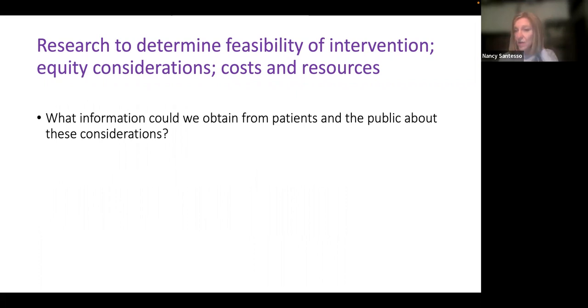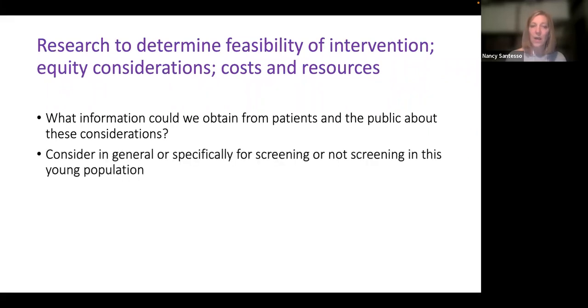From feasibility intervention type studies, for example. And I think, just given the time, we might just consider putting in the chat some ideas of what type of information we could obtain for feasibility or equity or costs and resources. So if we're thinking about screening, for example, what information could we obtain from patients and the public around feasibility or some equity issues or costs and resources?